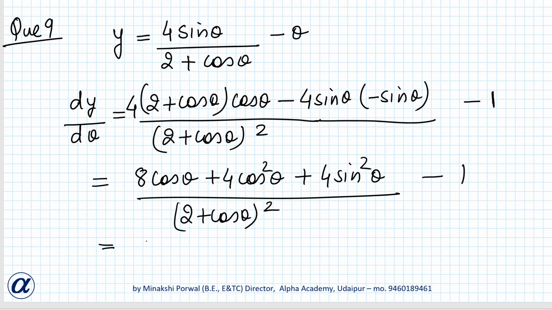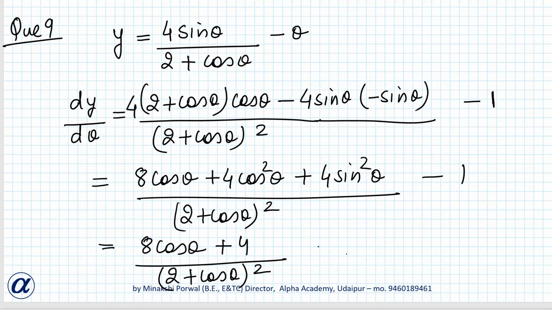So this will be 8 cos theta plus 4 into cos square theta plus sin square theta. If we take 4 outside, cos square theta plus sin square theta will be 1. So plus 4 upon 2 plus cos theta the whole square, minus 1.